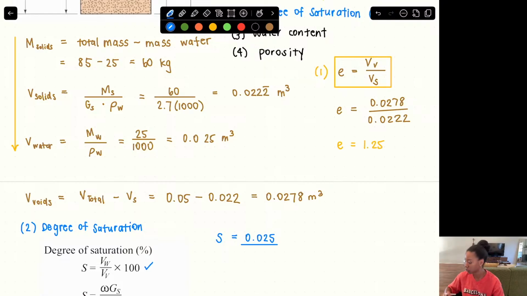Ooh, my light turned off. Okay, it's just going to be a little bit darker in here.